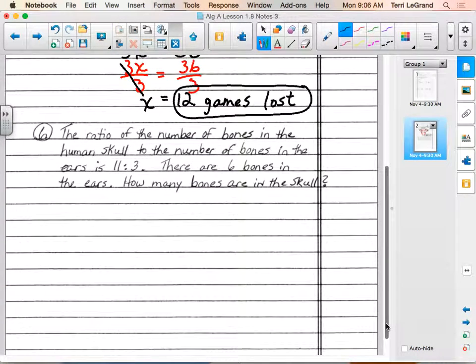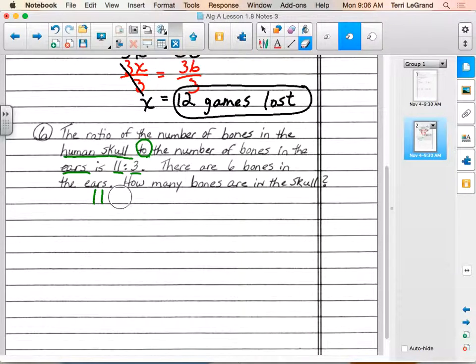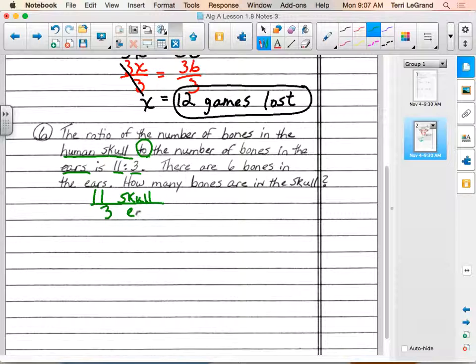Okay, let's go on to our other one that we're going to work. The ratio of the number of bones in the human skull to the number of bones in the ears is 11 to 3. Okay, so human skull, that's our 11, because that goes before the word to, and then the bones in the ears, that would be our 3. So let's write that down. We have 11 in the human skull. You know what, we'll just abbreviate that skull. So 11 skull bones to 3 ear bones.